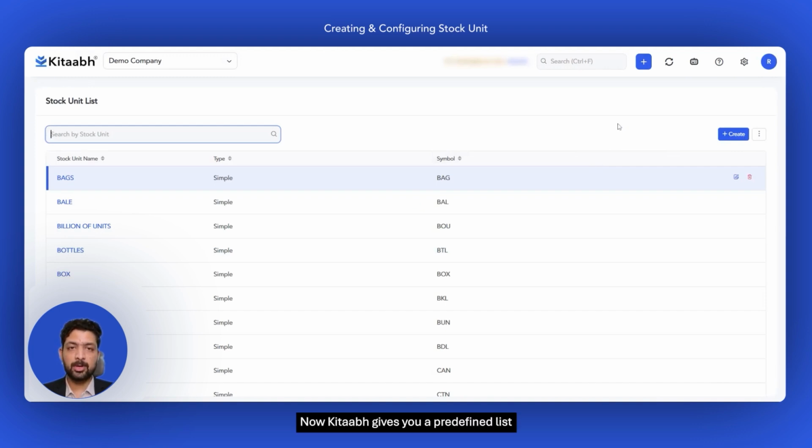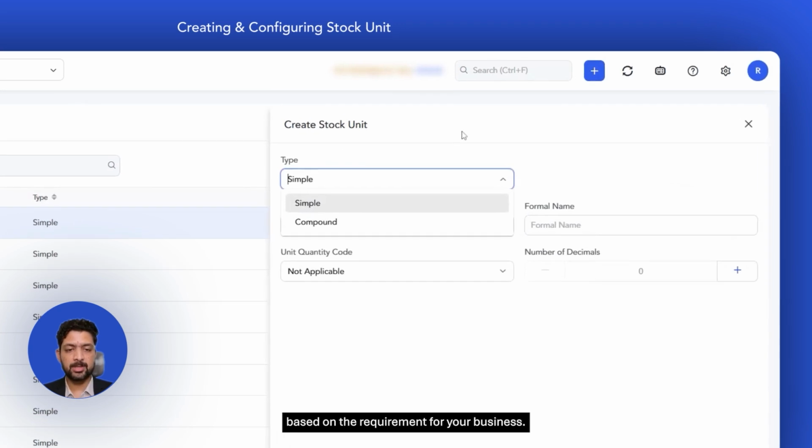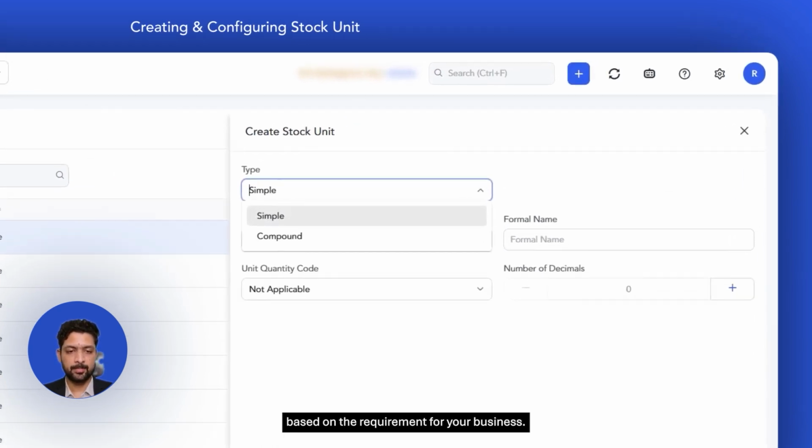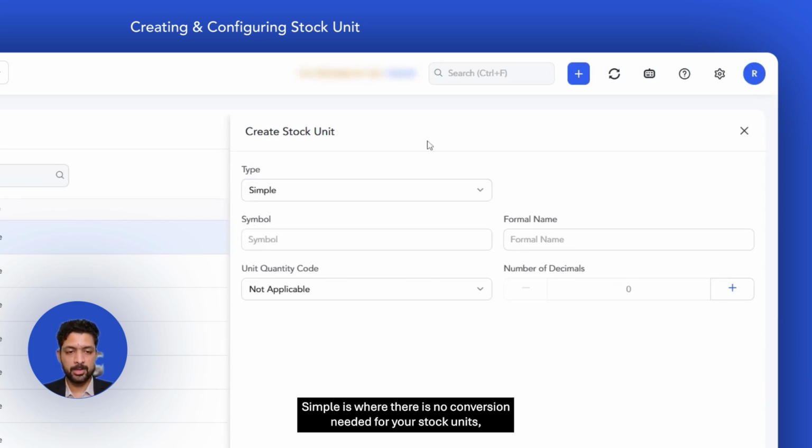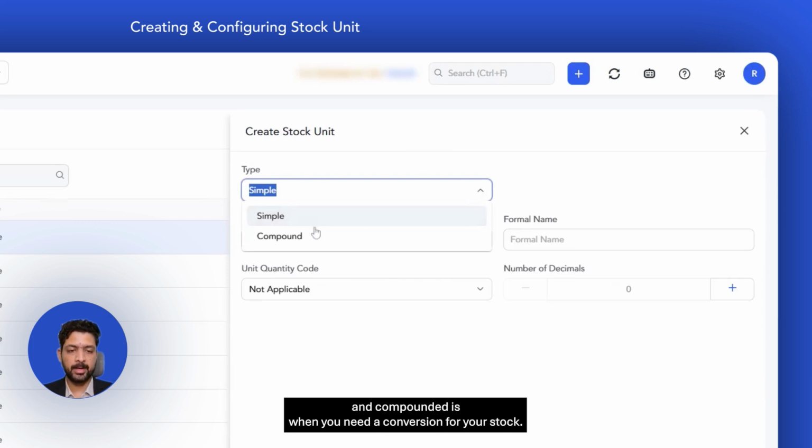Now, Kitaabh gives you a predefined list of units of measurement. However, you still have an option to create units of measurement based on the requirement for your business. Here you have two options. One is called simple and the other is compound. Simple is where there is no conversion needed for your stock units, and compound is when you need a conversion for your stock units.